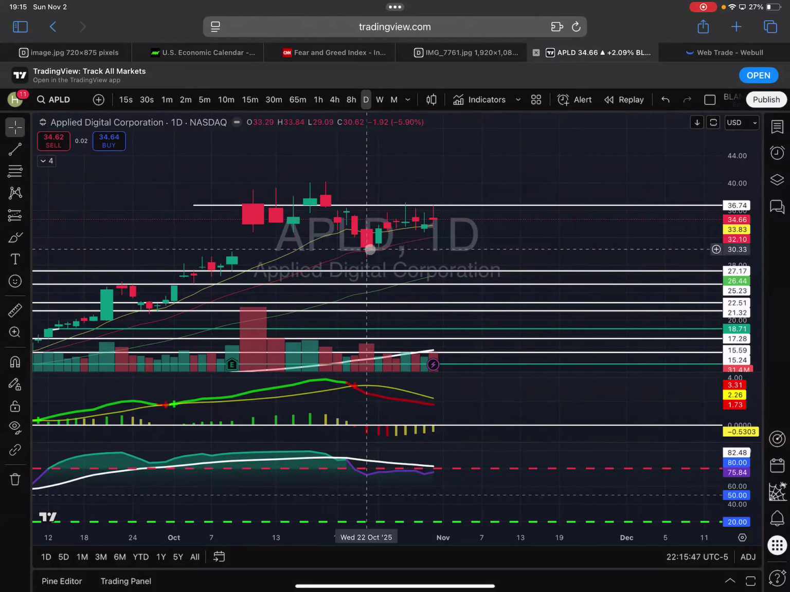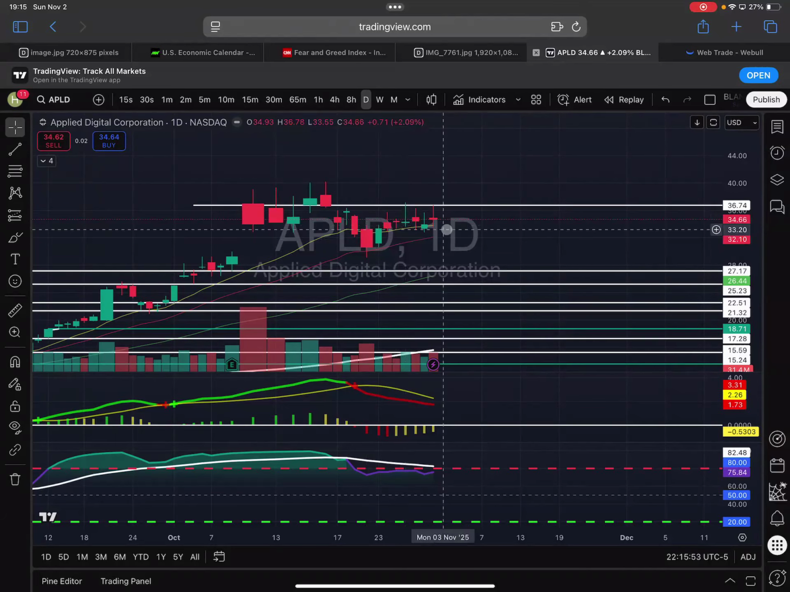It came all the way down to $29 and went back as high as 37. As long as we stay above this 10 EMA, it's pretty safe to start a very small position. Overnight, it's up 29 cents, nothing crazy.